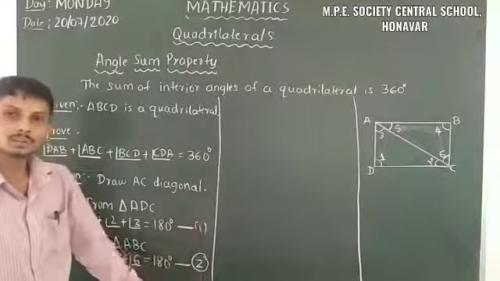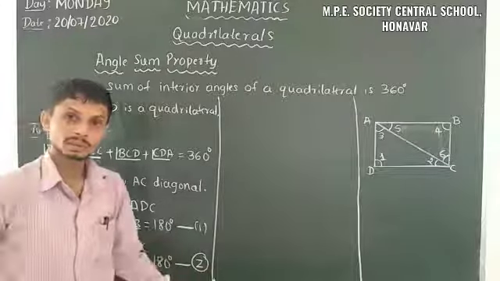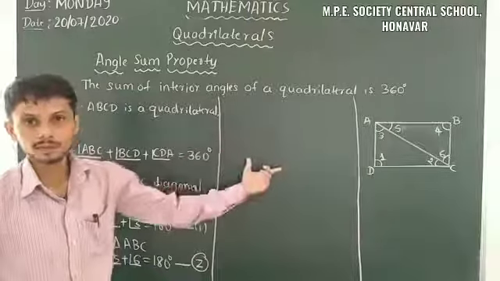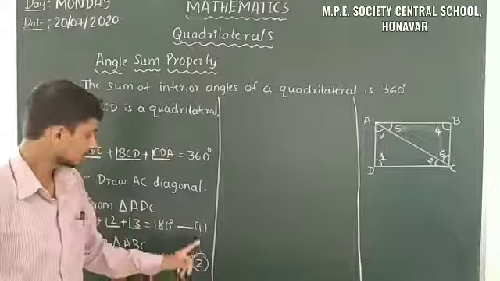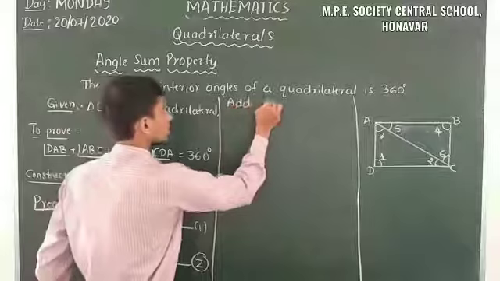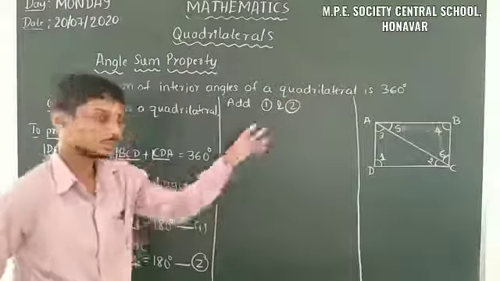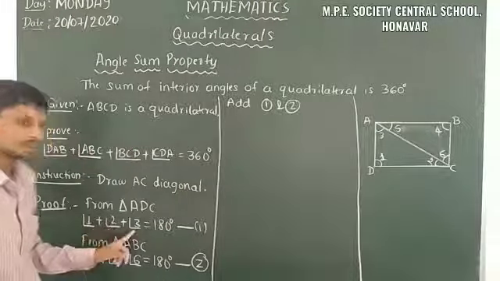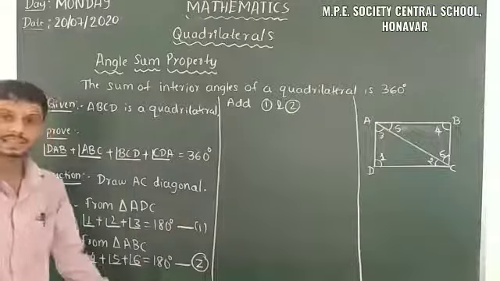With the help of equations 1 and 2, we have to take the sum of all the interior angles of the quadrilateral. So by adding equation 1 and 2, we have to add the left hand side and the right hand side.